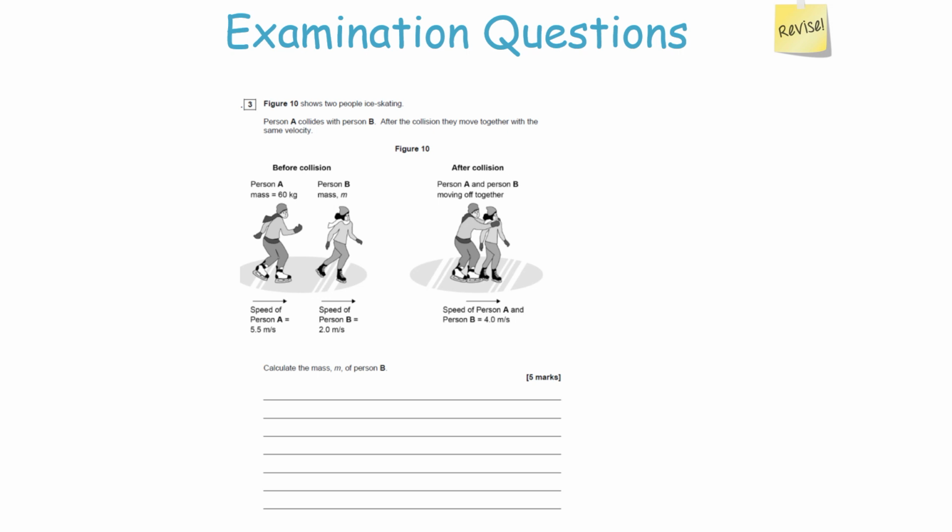So A before is 60 times 5.5, and B before is going to be m, the mass, times 2. And we can say afterwards it's going to be A and B together, so it's going to be the two masses added up, so 60 plus m, times 4. So we can therefore work these things out. You can see straight away that it's going to be 330, because that's the momentum of A, plus 2 times m. The velocity of person B times their mass is then equal to 4, which is the velocity that the two have together, times 60 plus m.